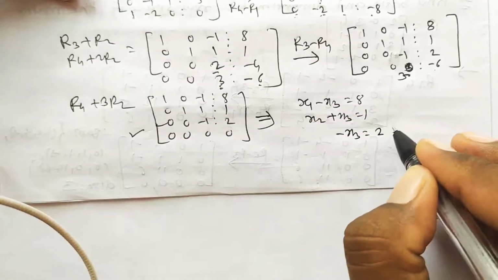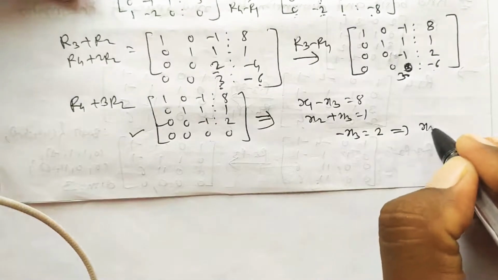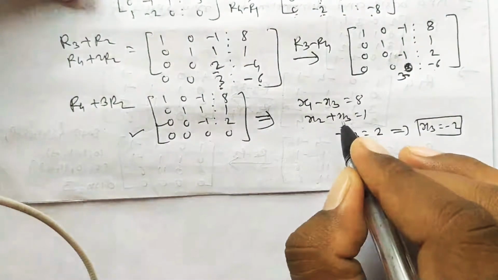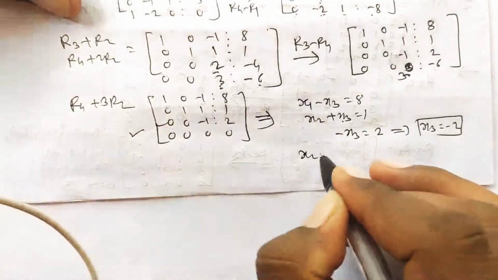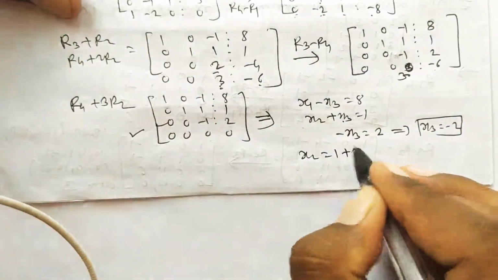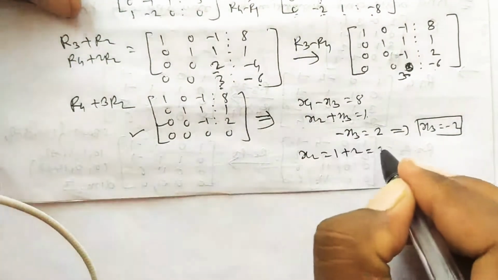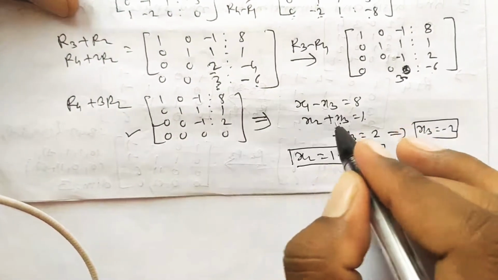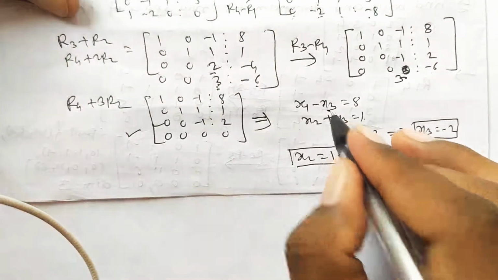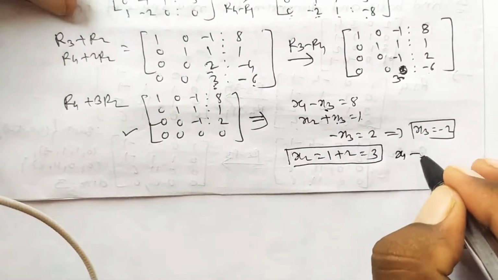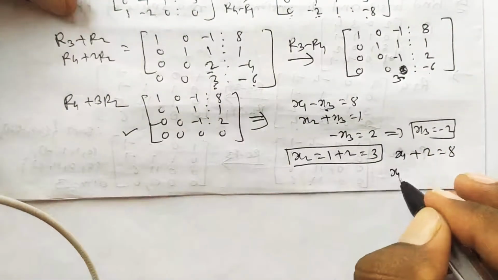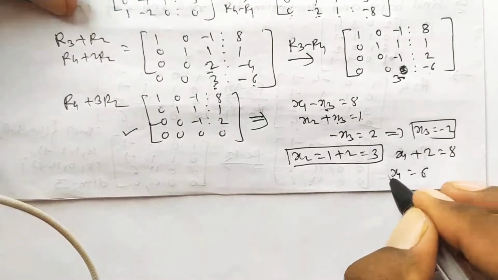So by back substitution using this we get x3 is equal to minus 2. Okay, x3 equal to minus 2, if you put here, then we will get x2 is equal to 1 plus 2, since we put minus 2 here. So x2 is equal to 3. So x2 equal to 3, and if we put x3 equal to minus 2 here, then we get x1 plus 2 is equal to 8, minus minus plus. So x1 is equal to 8 minus 2, that is 6.